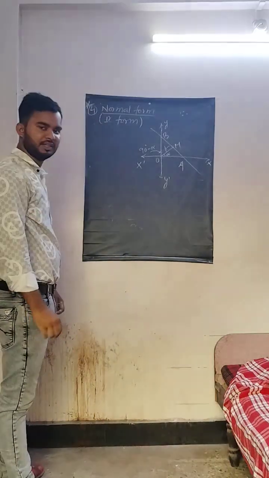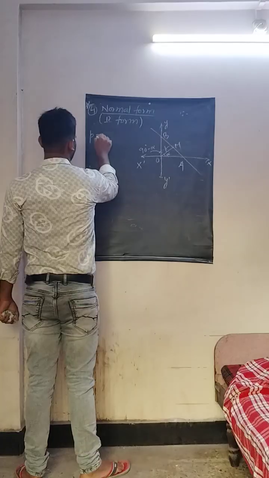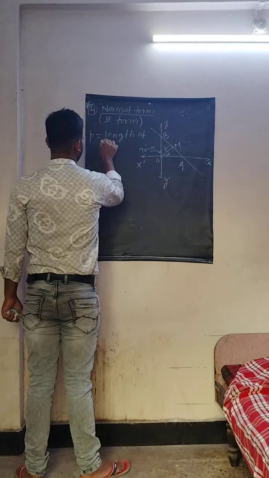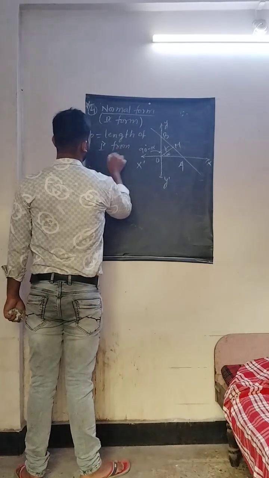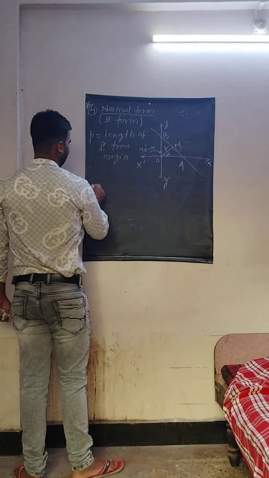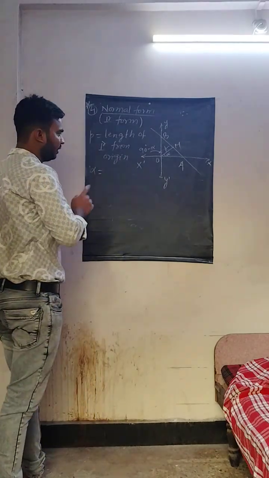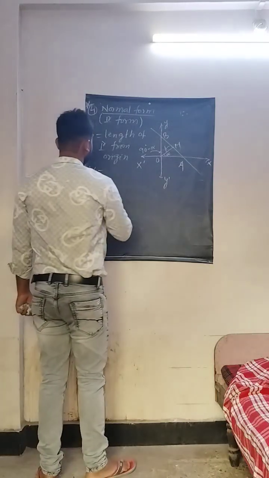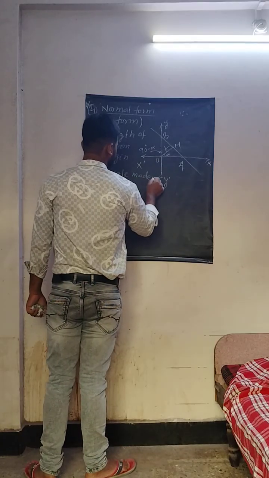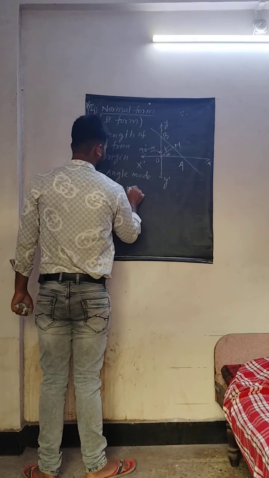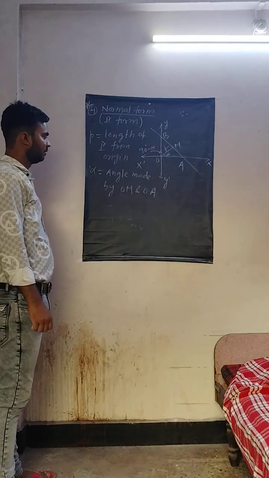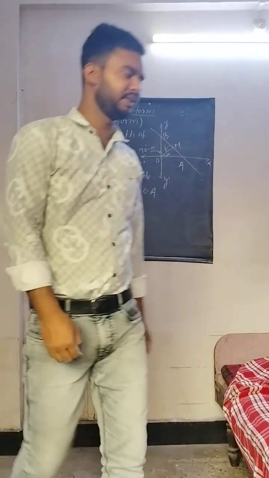Here p is the length of the perpendicular from the origin, and alpha is the angle made by the OM line and the OA line.